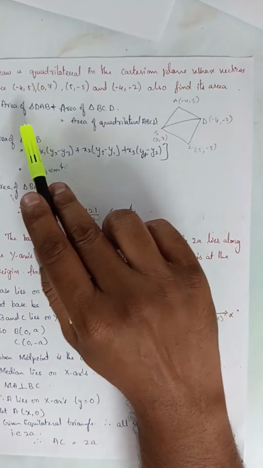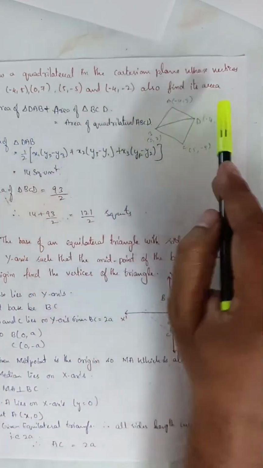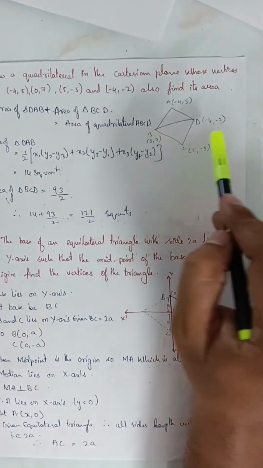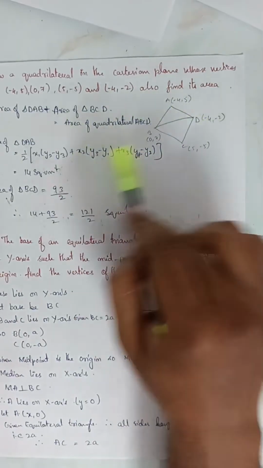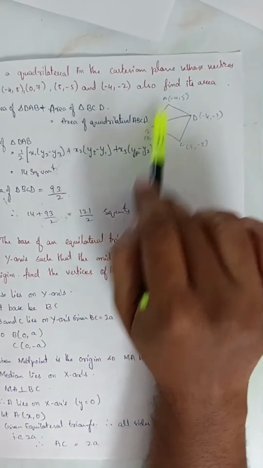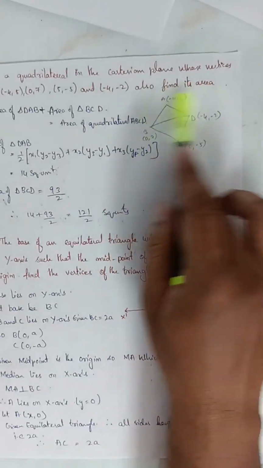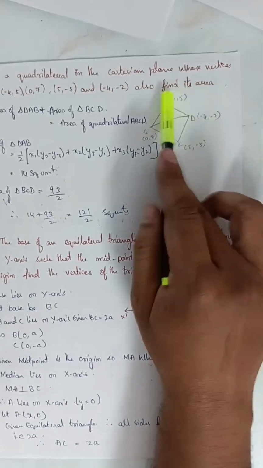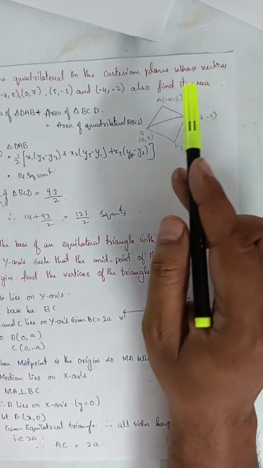So now the area of DAB plus area of BCD will be equal to the area of ABCD, right? So why? Because we need to find its area.